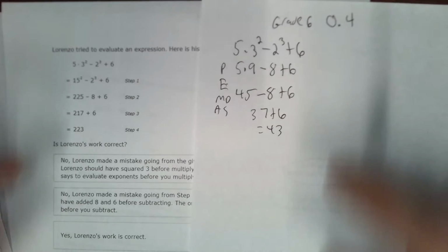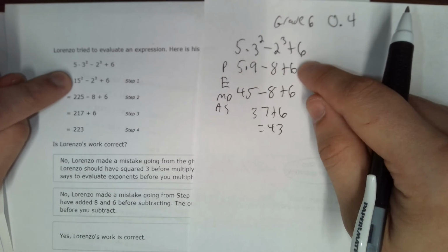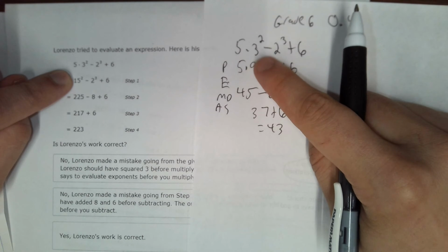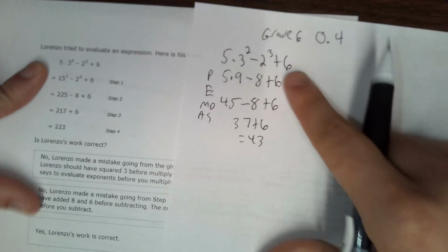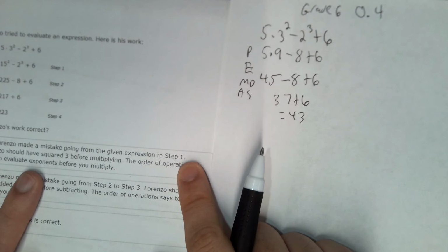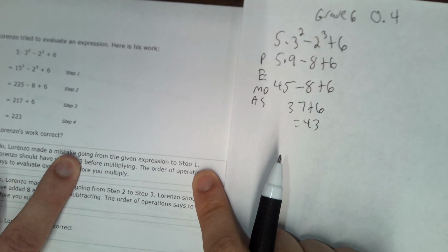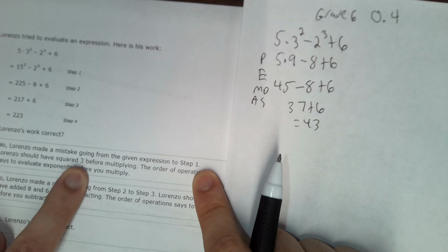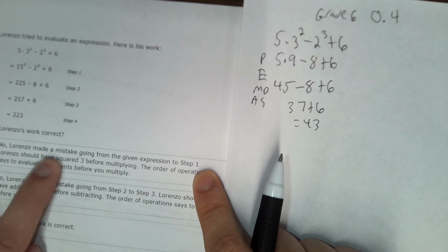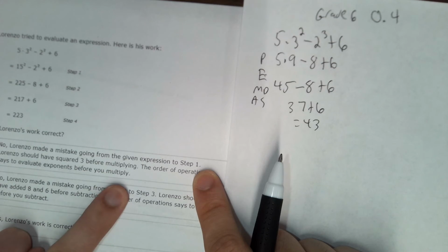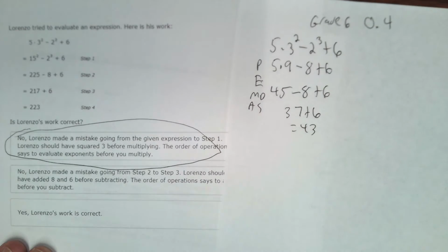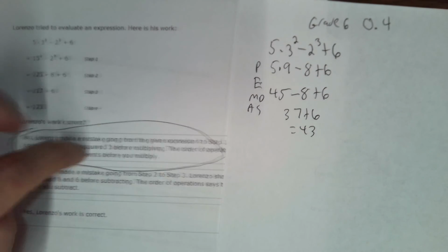So let's see. What steps don't match up? Well, I go to step 1, and they start off with 15 squared instead of 5 times 9. So that looks like they messed up right off the bat. And in fact, if we go here, step 1 is the mistake, because he made the mistake right in step 1. And Lorenzo should have squared 3 before multiplying, because exponents come before multiplying. So then you would click on this one in IXL, and you just click it and click submit.